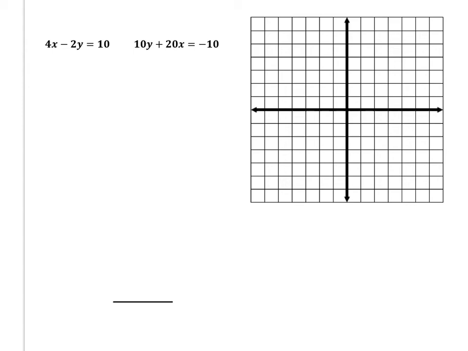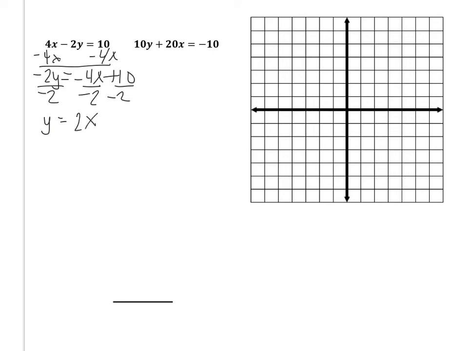Here, to get y by itself, I'd have to subtract 4x from both sides, leaving me with not 2y. Be careful, that minus becomes a negative in front of the 2y. Negative 2y equals negative 4x plus 10. To complete getting the y by itself, you would divide every little piece by negative 2 and end up with y equals negative 4x divided by negative 2 is positive 2x. Positive 10 divided by negative 2 is negative 5.